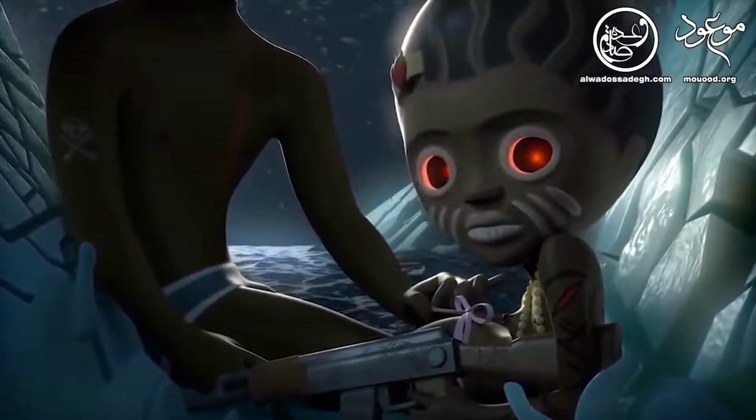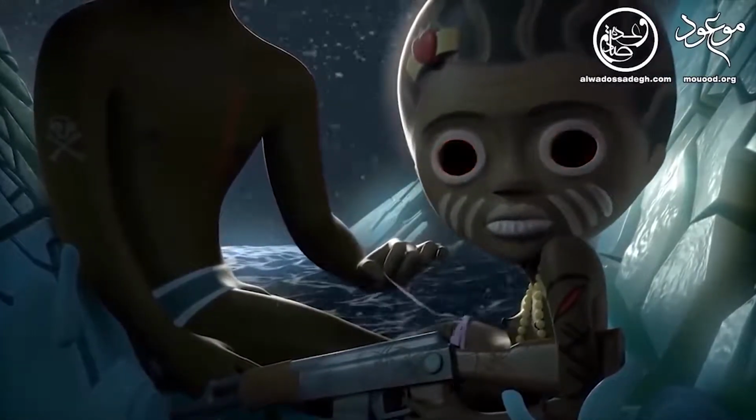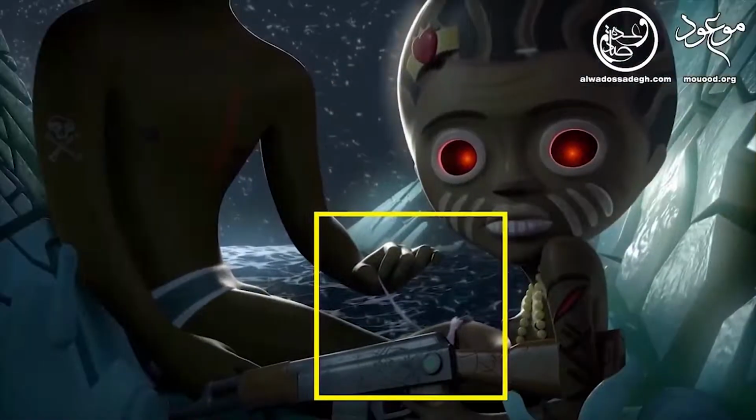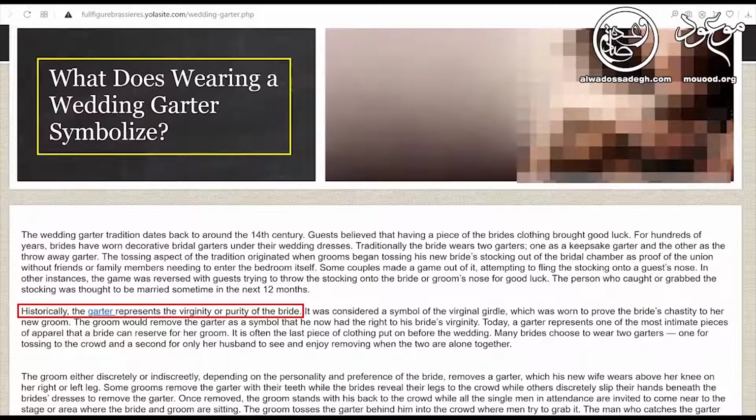At the fourth layer of this scene, we observe that, concurrent with the robot-like movements of the child's body and head, the adult man loosens the purple ribbon tied to the child's left thigh. But what is the meaning of this ribbon? This ribbon is a garter. It is the ribbon that is tied to the left thigh of ladies in wedding ceremonies and indicates their virginity, chastity, and celibacy.